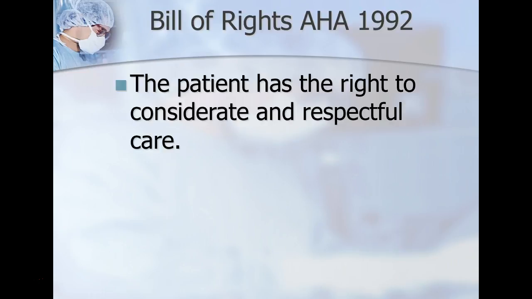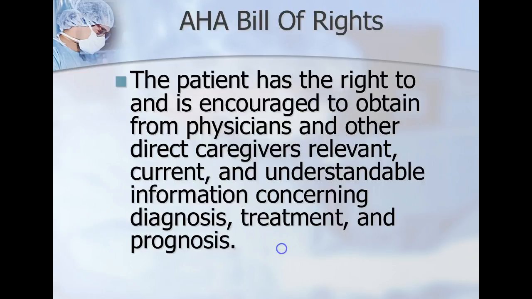Now, in 1992, the American Hospital Association added things like the patient has the right to considerate and respectful care. That wasn't in the original 1972 version. That was not added until 1992. So in 72, you didn't have the right to considerate and respectful care. That came later. And then in 97, there were those additional things that were added that we just looked at.